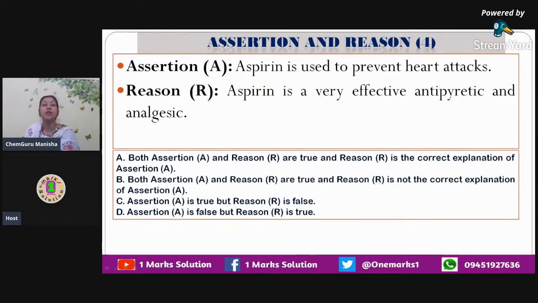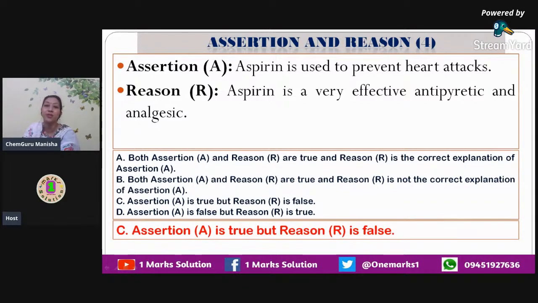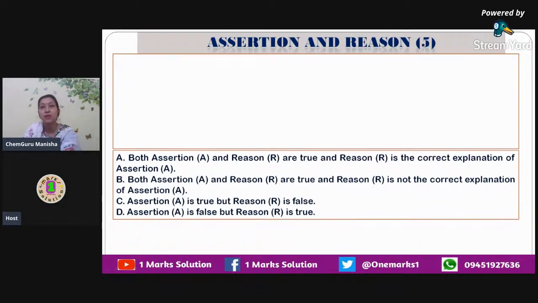The fourth statement is: aspirin is used to prevent heart attacks. This is true because aspirin has anti-clogging properties because of which heart attacks can be prevented. But the reason says aspirin is a very effective antipyretic and analgesic, that is wrong. Antipyretic means any drug which acts on high temperature. Pyretic means high temperature. So anything which acts on high temperature, like when you have a fever and you take Crocin or paracetamol, those are antipyretics. So aspirin here has no relation with heart attack. So assertion is true and reason is false.